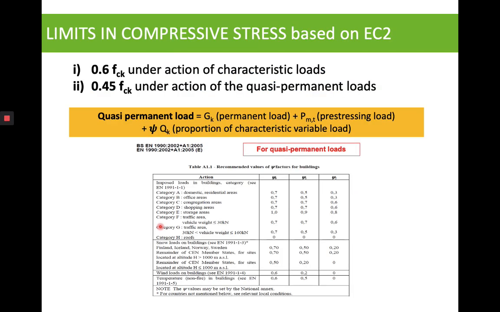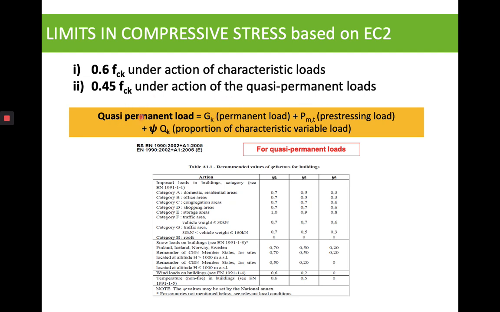This is the first limit that we are going to go through, which is the limits in the compressive stress. These values are based on Eurocode 2, which we have used previously for RC design. We have two important values: 0.6 fck, which is under the action of characteristic loads, and 0.45 fck under the action of quasi-permanent loads. Usually, for the quasi-permanent loads, we consider this as the service load.